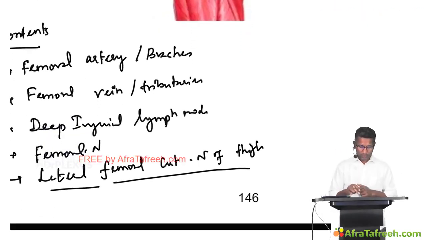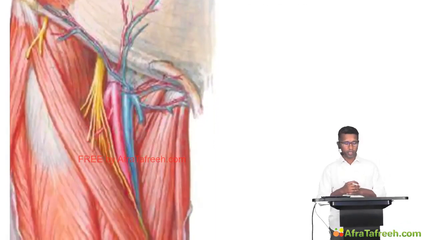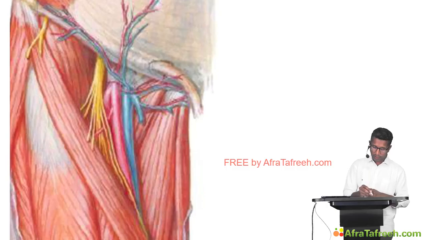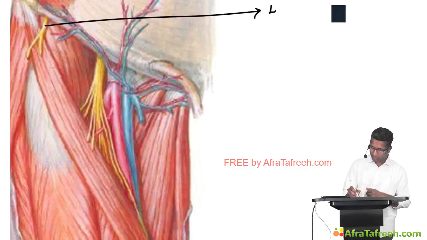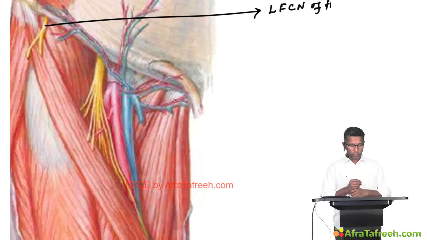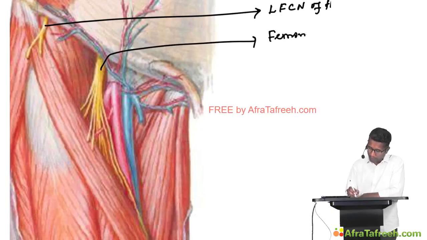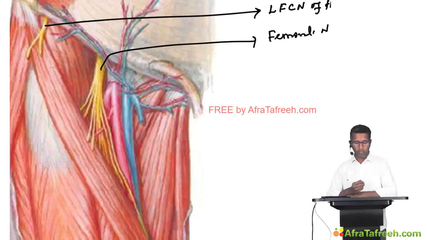Okay, so if you see the contents of the femoral triangle, this is what the contents are. What you see here is the lateral femoral cutaneous nerve of the thigh. And what you see here is the femoral nerve. This is the femoral nerve.